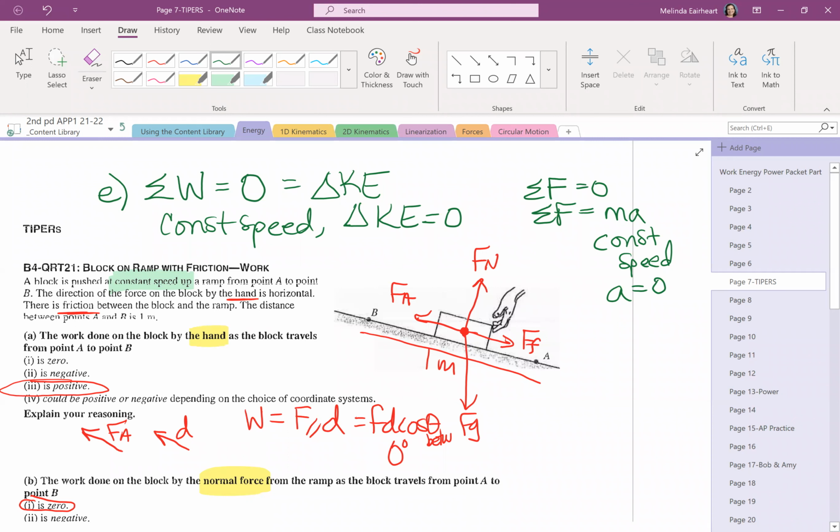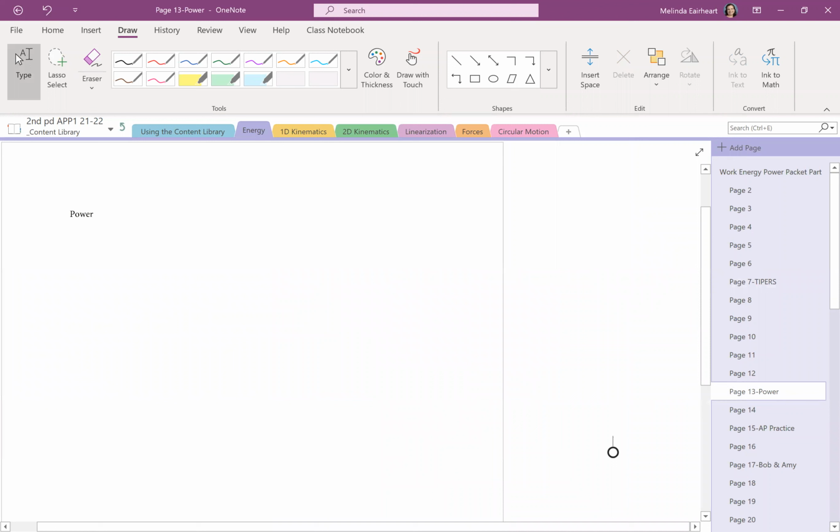And so go on and click or turn to page 13. We have another blank piece of paper. We'll look at power, and then I'll add maybe on the second half, we'll talk about graphs.